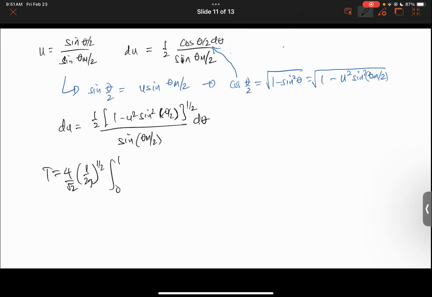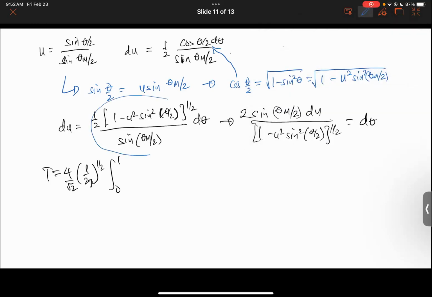Okay, and syempre yung d theta. So mangyayari dito is sine theta sub m over 2 du all over 2 times 2 yan. Of course, 1 minus u squared sine squared theta over 2 raised to the 1/2 is equal to d theta. Okay, wala akong ginawa dyan kundi lahat nito ay nilipat ko lang sa kabilang side.